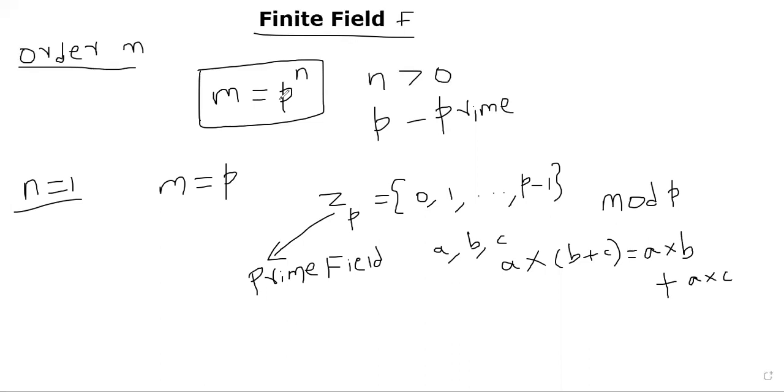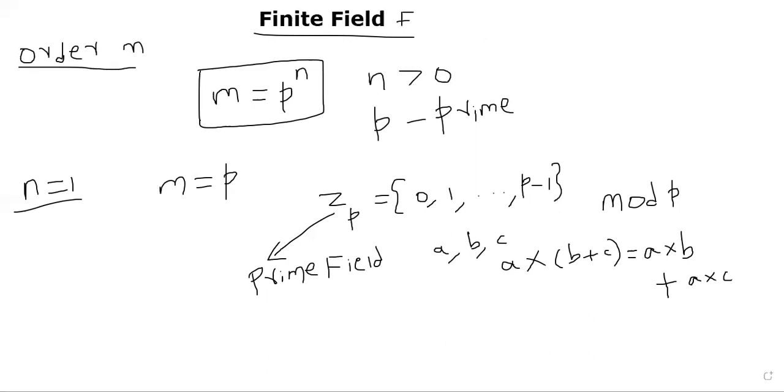And the theorem says that if the number of elements in a field is p power n, suppose you give me an m which is p power n, then I must be able to construct a field of order m. The theorem doesn't tell you how to construct it, but the theorem says there must exist a field F of order m. Okay, that's all.